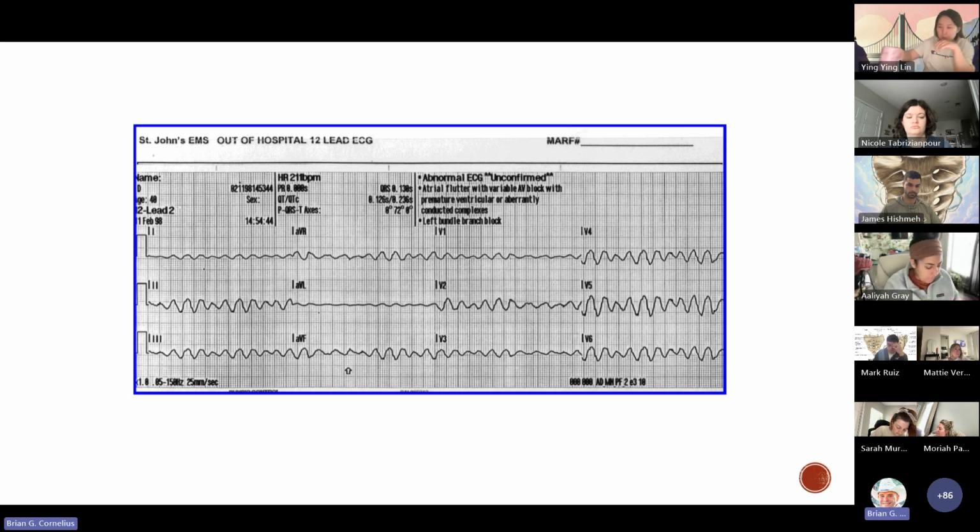So from that standpoint, we understand bundle branch blocks. We understand what a bifascicular block is, where we've blocked both fascicles now. All right, cool.